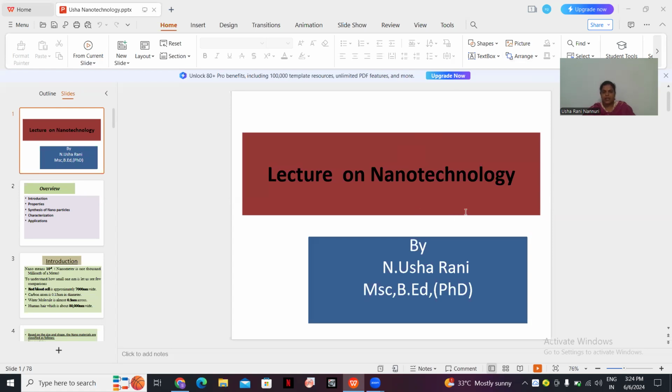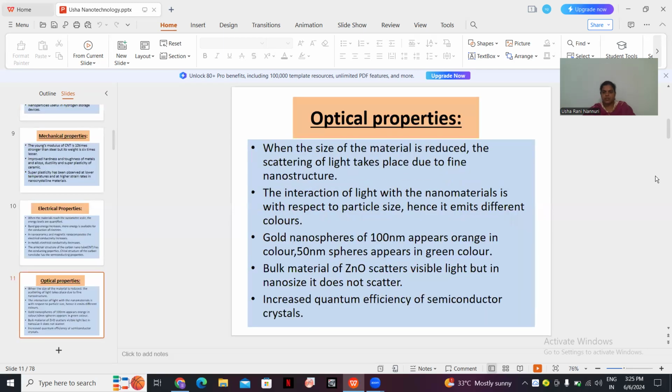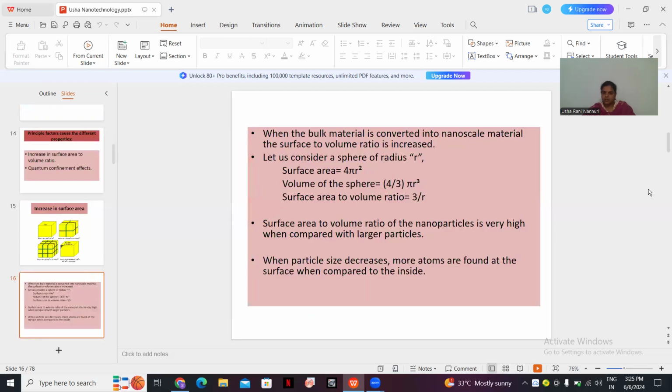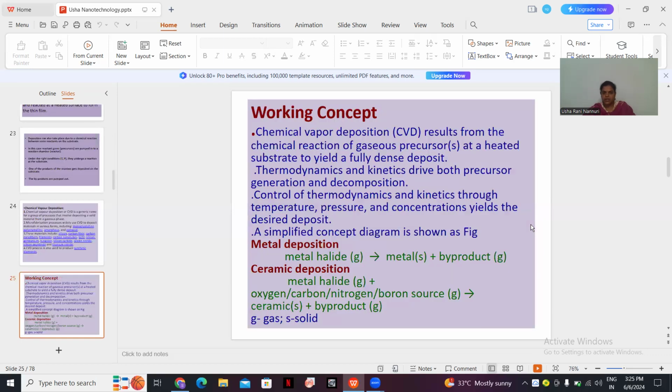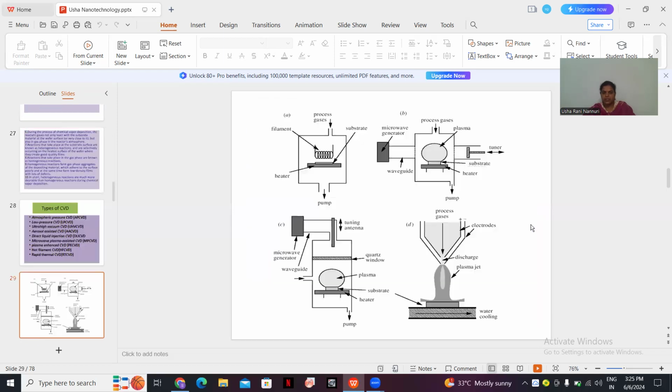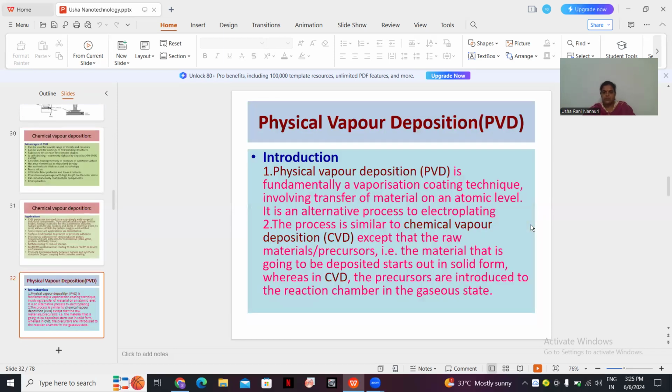Today we are discussing the nanotechnology topic. In the last class we discussed the introduction of nanomaterials and the properties of nanomaterials, that is, magnetic, chemical and electrical properties. Some fabrication techniques, chemical vapor deposition and physical vapor deposition, are also completed. Today we are discussing the sol-gel method.